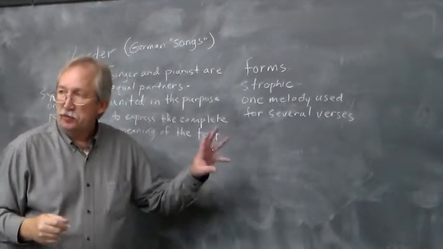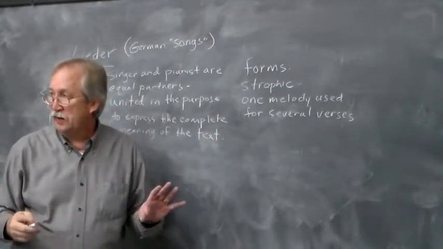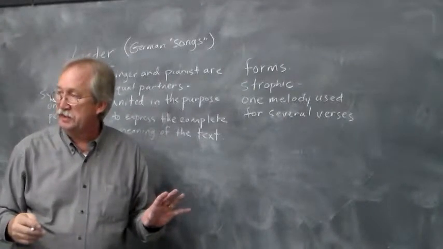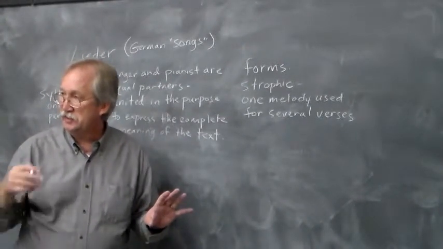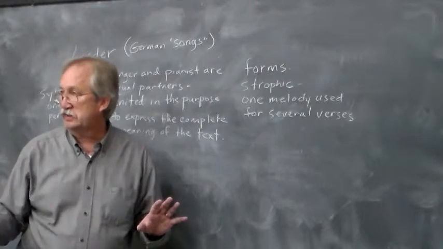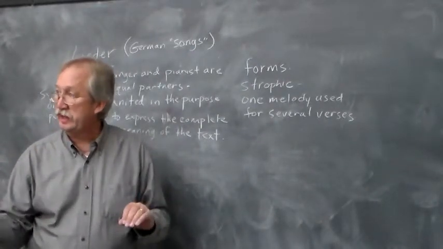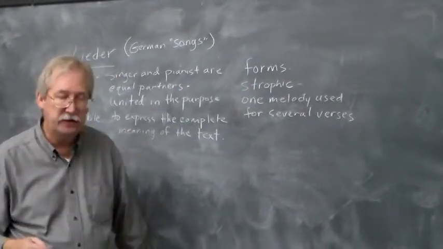It can have a refrain. So a refrain is something that typically occurs at the end of a strophe, and it's a recurring text and melody. So it's something that's the same that comes back at the end of every strophe.